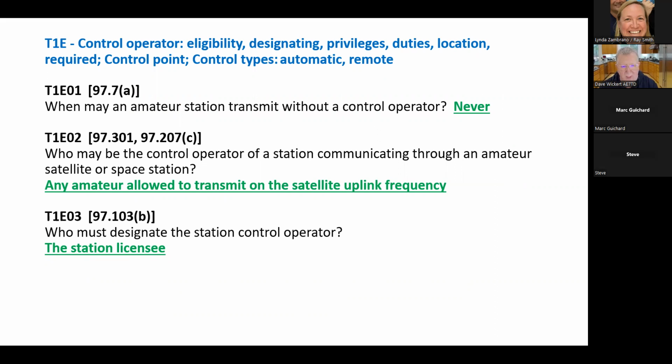When may a control operator communicate with a satellite or space station? As long as you're a licensed amateur, you can transmit on the satellite uplink, then you're allowed to talk to that space station or satellite. Who must designate the control operator for a station? That's the station licensee. Whoever is the station licensee for a radio determines who the control operator is.